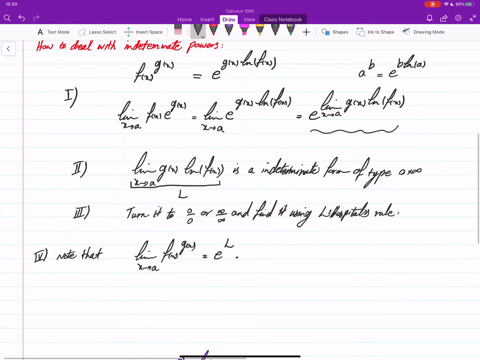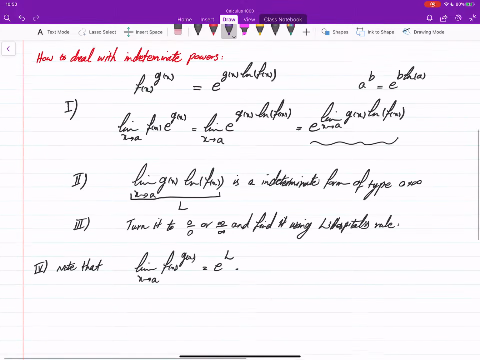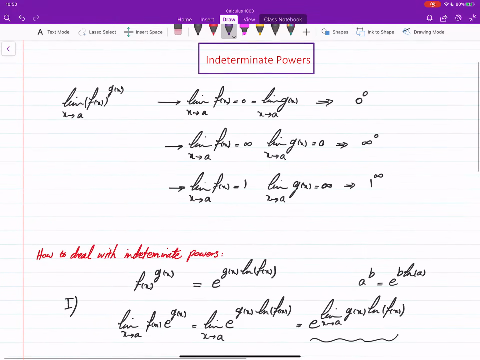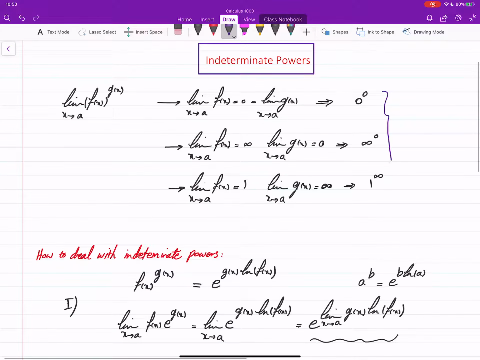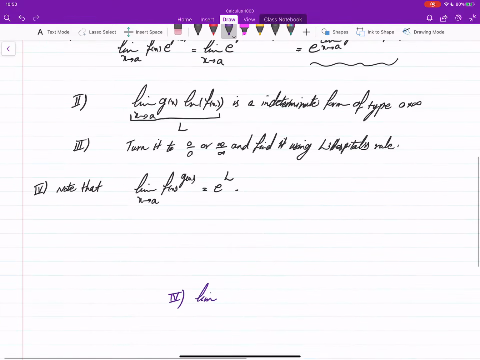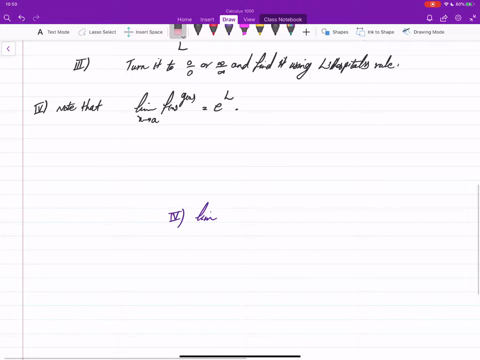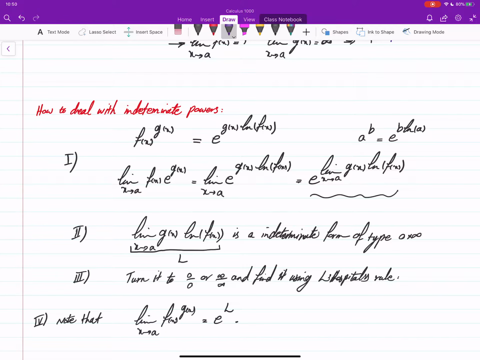Okay, we need to see these in the examples. So far, what is important is that these three cases are the indeterminate powers. Okay, let's go and find the limits. The example I have is here.